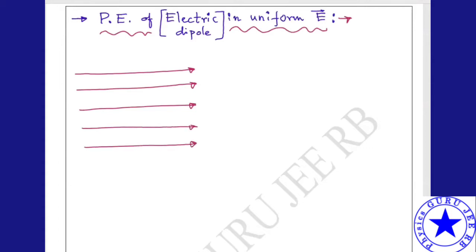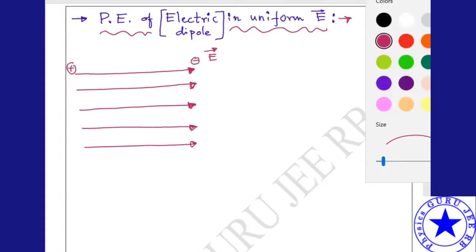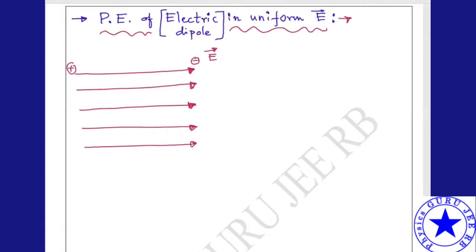Okay. After the uniform electric field, what happens? Uniform electric field, the positive is nothing but a negative. Here I'll place the electric field direction. Now I got a uniform electric field. After getting the uniform electric field, we know about the electric dipole. Let me take an electric dipole here.